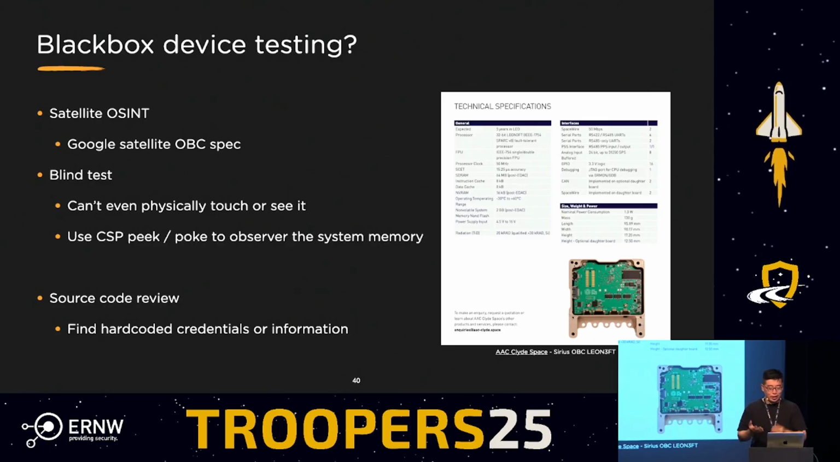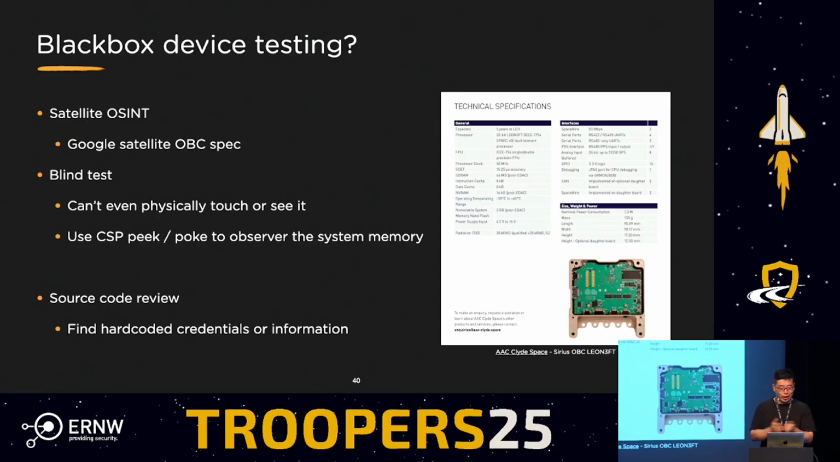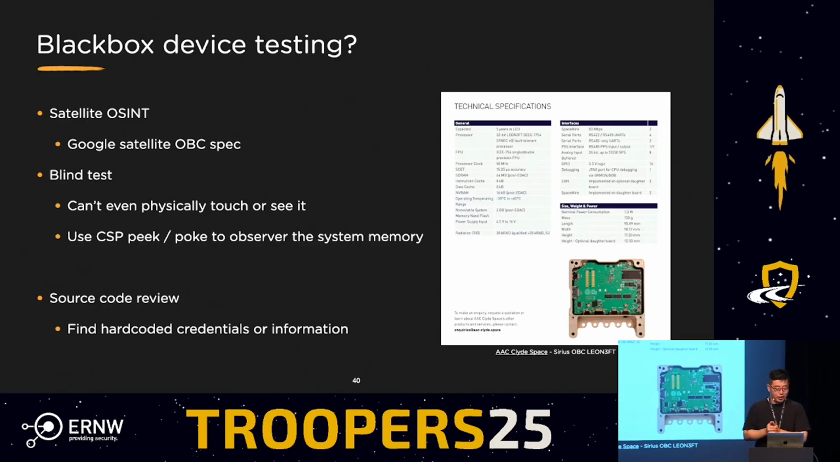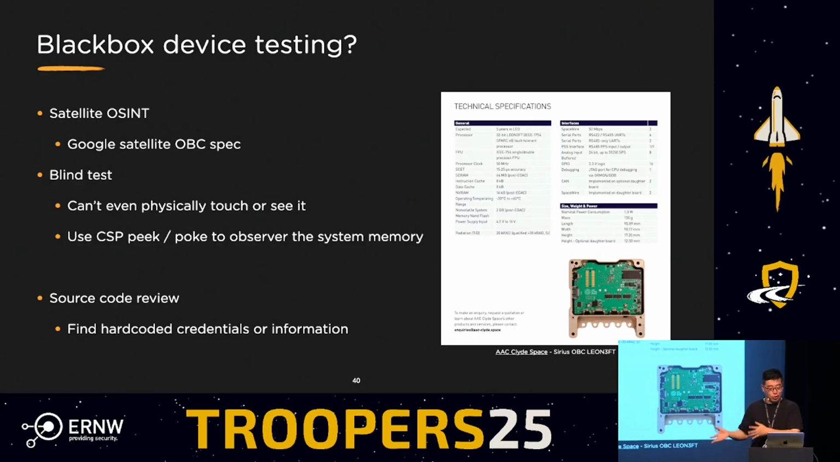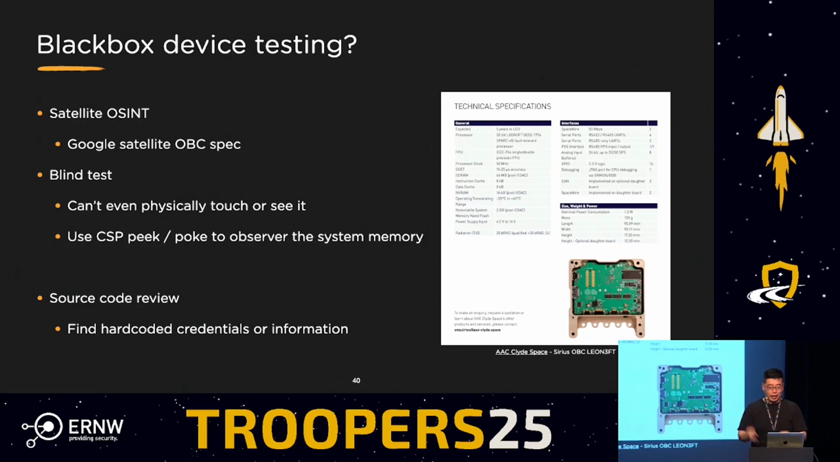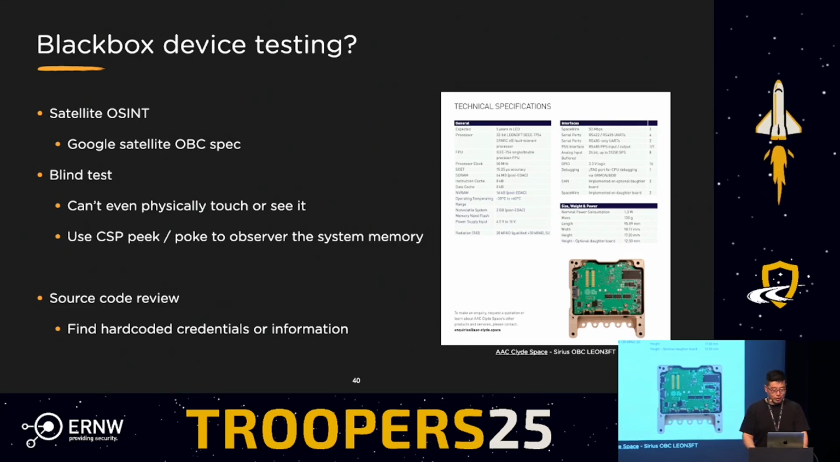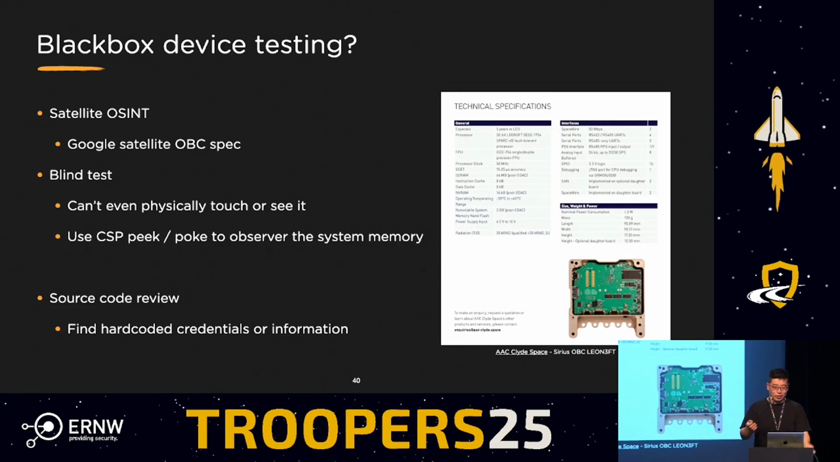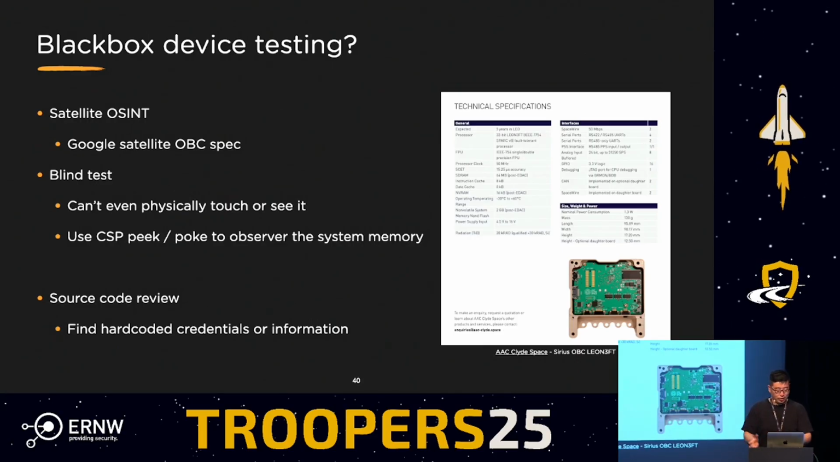So basically, what can I do? First I tried satellite OSINT. How we can do it is we just Google the satellites, and there will be a detailed spec, and you can follow the detailed spec to find what kind of MCU is used in the satellites and so on. But in this case, I have zero information related to the device, so it won't work.